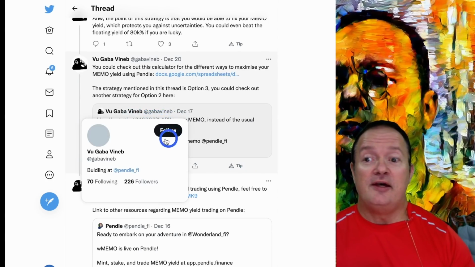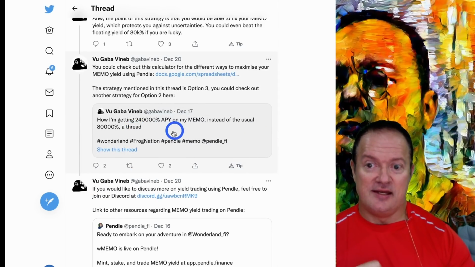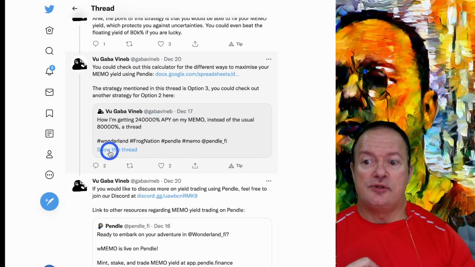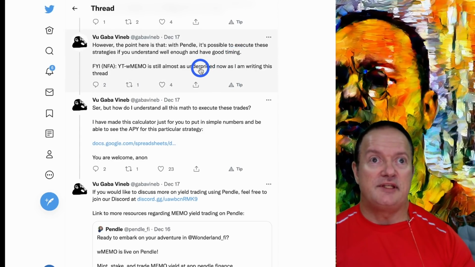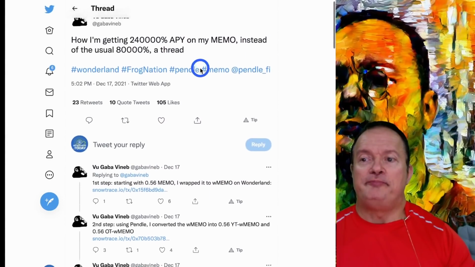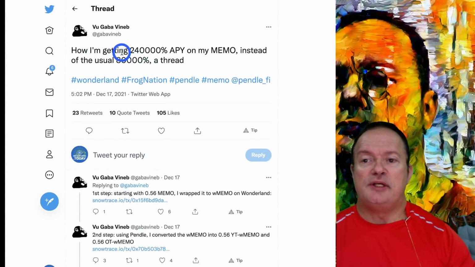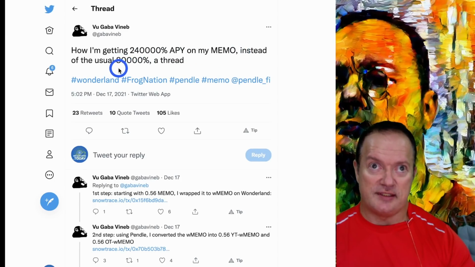Vugabavineb here also has another strategy that can increase your yield on the MEMO. So he has the thread here. I put it up here, and let me explain this strategy, and then we're going to try to replicate that. All right. So if we go back to the top, he explains how he managed to get 240,000% APY on his MEMO instead of the usual 80,000%.